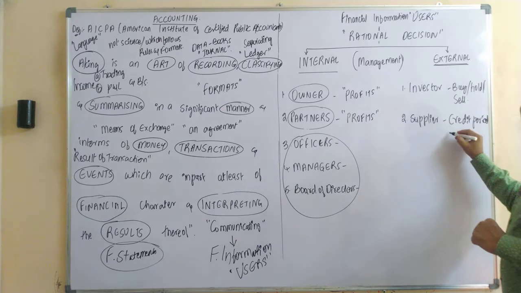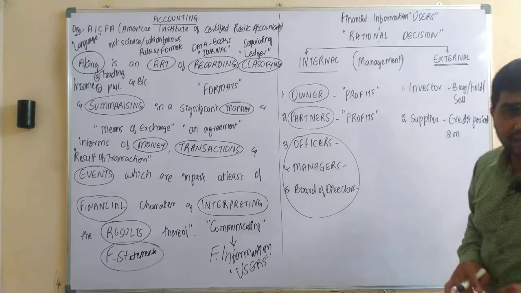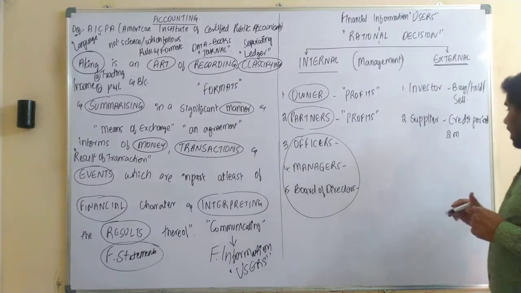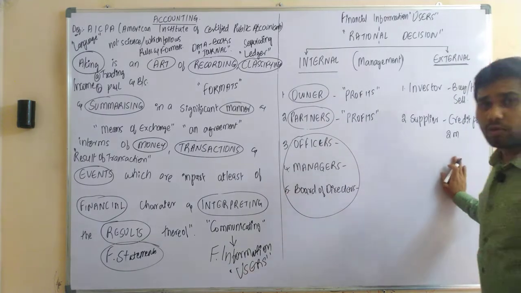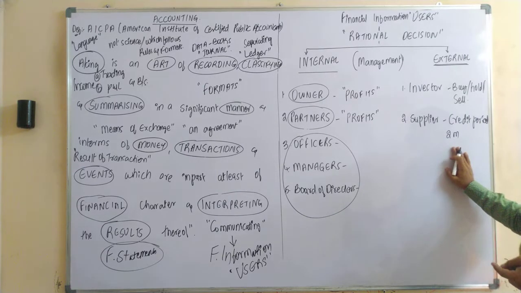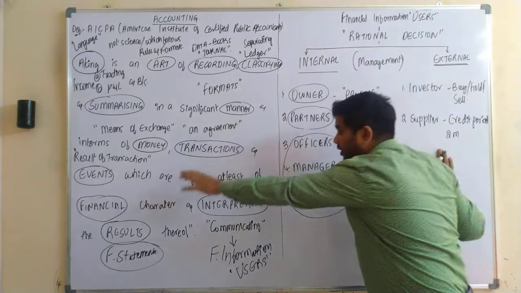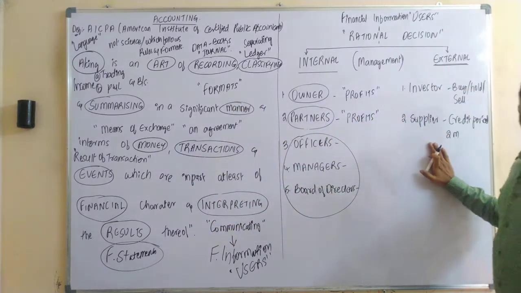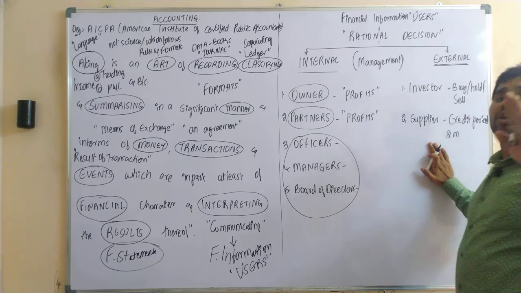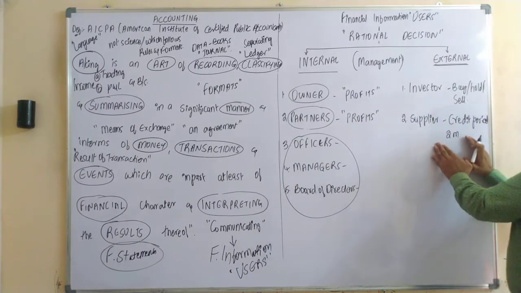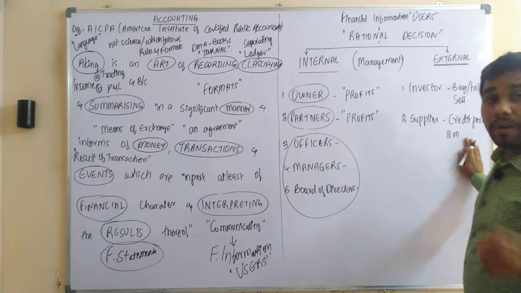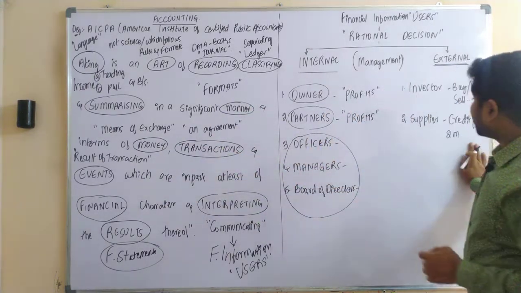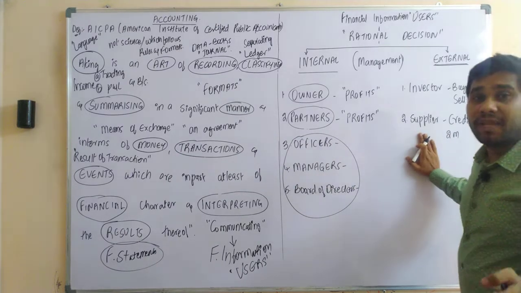Let's say he gave some 2 months of credit period. That means after purchasing the goods, after 2 months he needs to pay the amount. So after looking into the financial statements of the company, if the company is doing good, his amount wouldn't be at risk, yes or no? But if the financial statements of the company are not good, his capital or his amount would be at risk, yes or no?